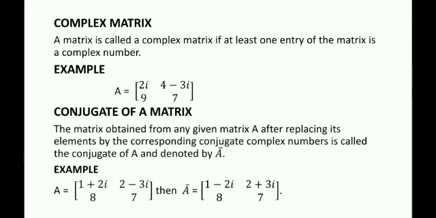For example, A equals to 1 plus 2 iota, 2 minus 3 iota, 8 and 7. Then A bar, that means conjugate of matrix A, will be 1 minus 2 iota, 2 plus 3 iota, 8 and 7. In this matrix, 1 minus 2 iota is the conjugate of complex number 1 plus 2 iota. And 2 plus 3 iota is the conjugate of complex number 2 minus 3 iota. But the two real numbers 8 and 7 are the same because we know that the conjugate of real numbers is the same.